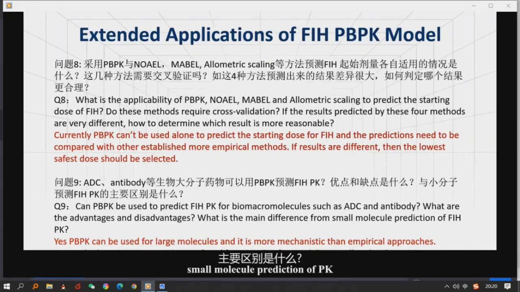So yes, PBPK can be used for large molecules, as was mentioned in the presentation, and it is more mechanistic than empirical approaches. But I think it's fair to say that currently there is more experience of and functionality for modeling small molecules using commercial platforms. But I do expect commercial PBPK platforms to be used more routinely in the future for predicting large molecules.